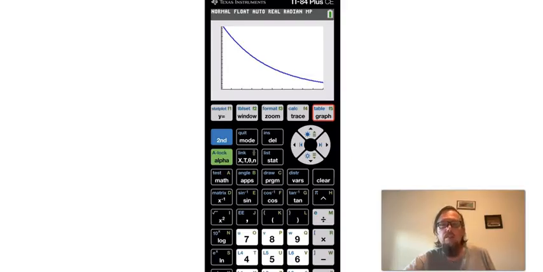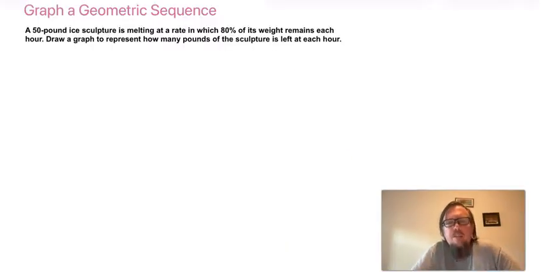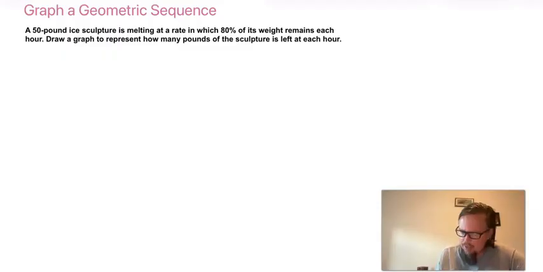A 50-pound ice sculpture is melting at a rate in which 80% of its weight remains each hour. Draw a graph to represent how many pounds of the sculpture is left at each hour. So we could draw a whole bunch of coordinates for this, but let's just do 5 or 6 maybe. So we know it starts off at 50 pounds because the problem says so. It starts off at 50 pounds.